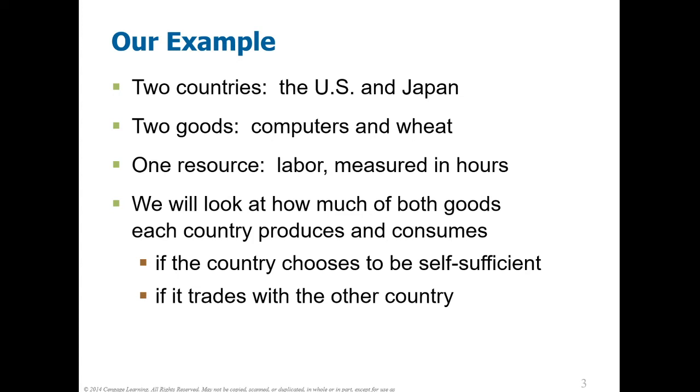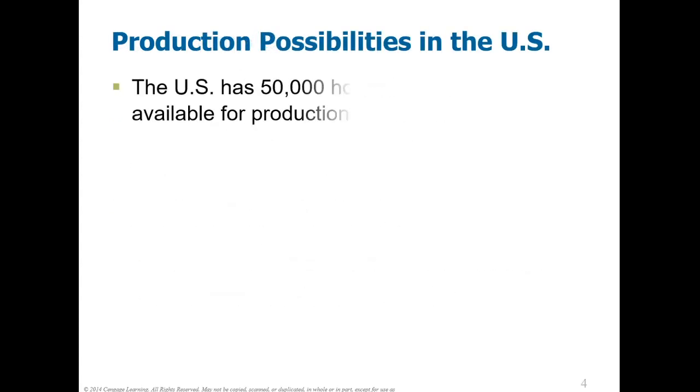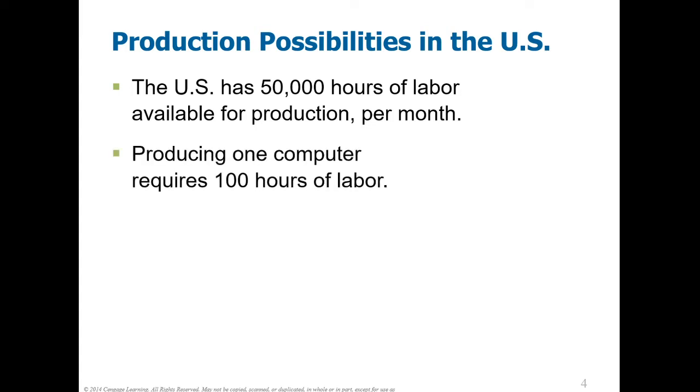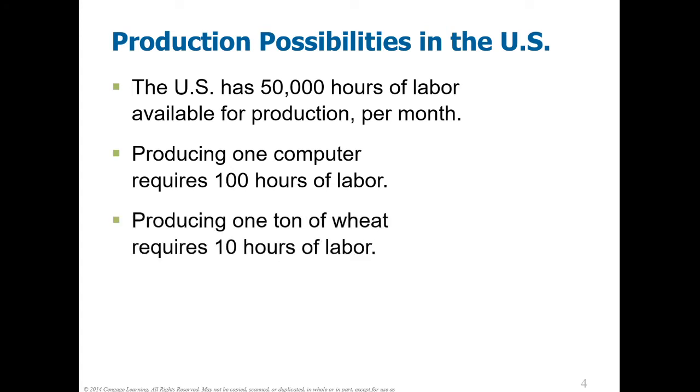All right, so we're going to look at the production possibilities in the U.S. The U.S. has 50,000 hours of labor available for production per month. Producing one computer requires 100 hours of labor. Producing 1 ton of wheat requires 10 hours of labor.